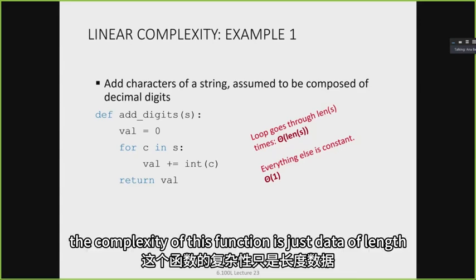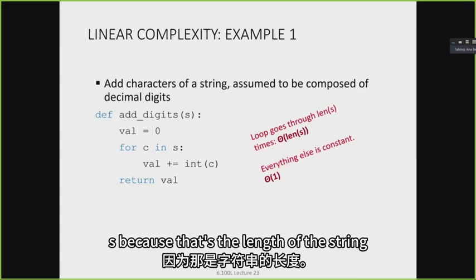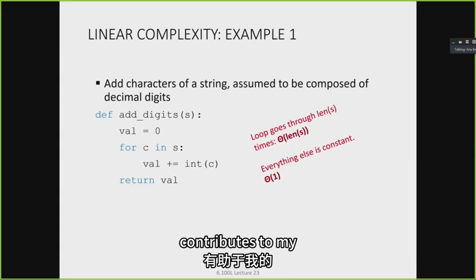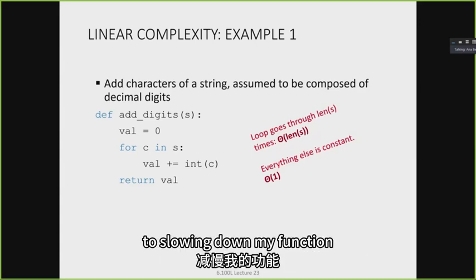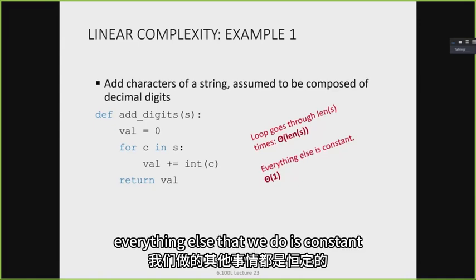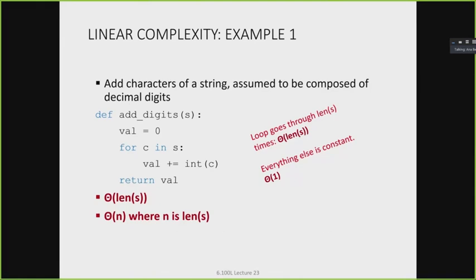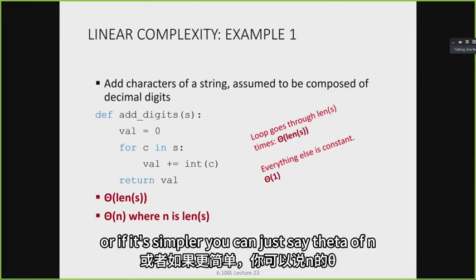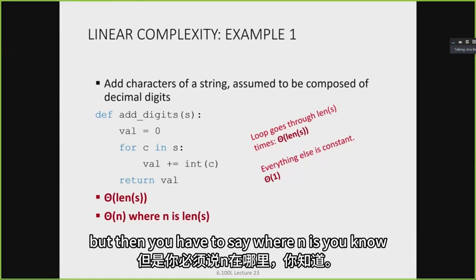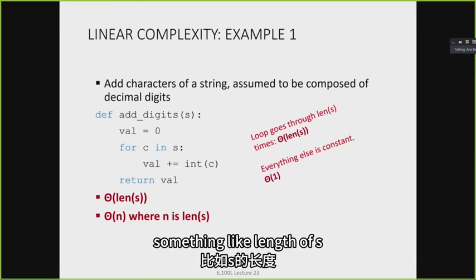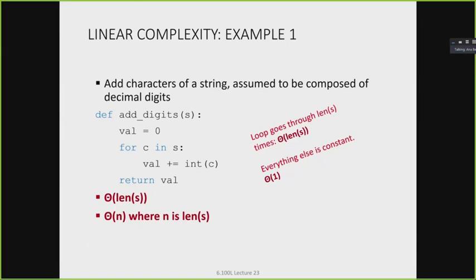So the complexity of this function is just theta of length s, right? Because the length of the string contributes to slowing down my function. Everything else that we do is constant, so the overall complexity is theta of length s. Or if it's simpler, you can just say theta of n, but then you have to say where n is, something like length of s.